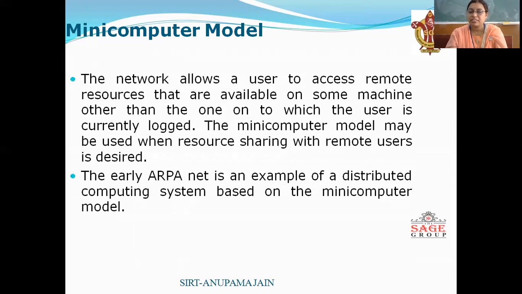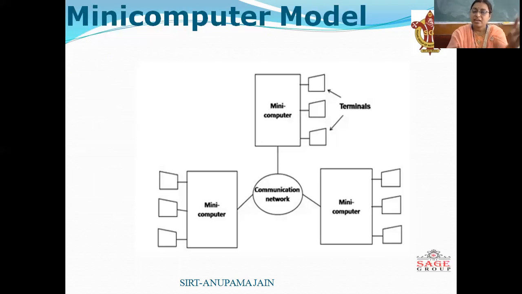The network allows a user to access remote resources that are available on some machines other than the one onto which the user is currently logged in. The minicomputer model may be used when resource sharing with remote users is desired. The example of the minicomputer model is ARPANET. ARPANET is an example of a distributed computing model based on a distributed system. In the ARPANET model we see a number of minicomputers and terminals, and the minicomputers belong to different departments.